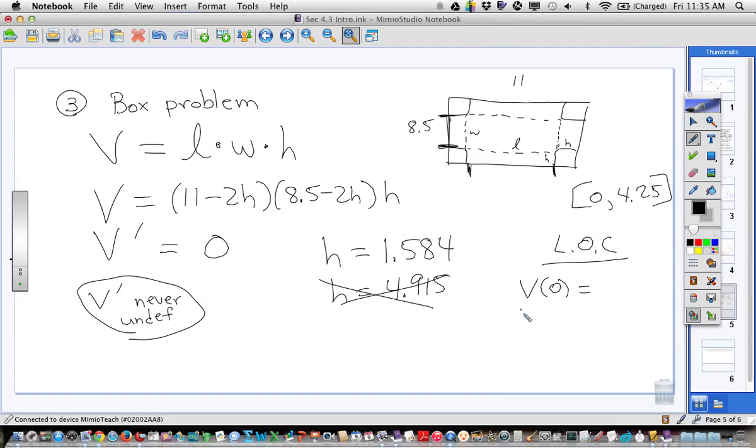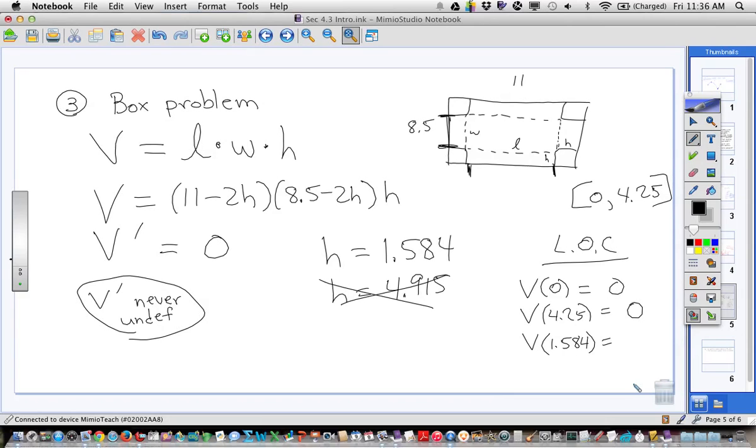So v of 0, v of 4.25, and v of 1.584. Now be careful when you use a rounded value. You probably ought to use more decimals than that. Okay, we're going to run out of time here, but you plug those in and you see what you get. Now, when you plug in a 0, of course, you're going to get a 0. When you plug a 4.25 in, you're going to get a 0. That does actually happen often in these problems.